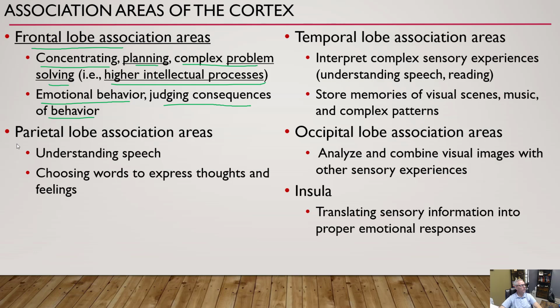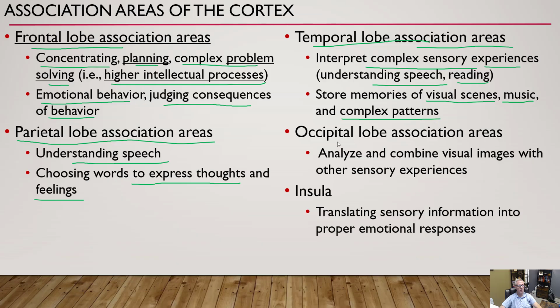Your parietal lobe. So think about what the parietal lobe does, or where the parietal lobe is. Understanding speech. How do we choose the words to express our thoughts and feelings? All right, temporal lobe, association areas, interpreting those sensory experiences, understanding speech, reading, where we store memories for visual scenes. We watch a movie, we listen to music, complex patterns.